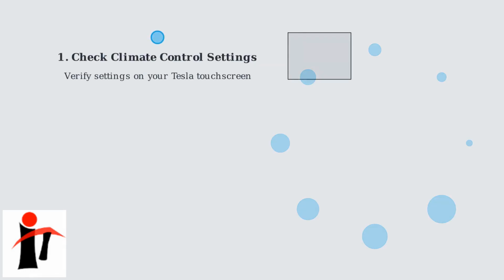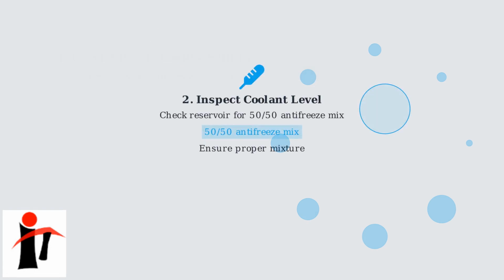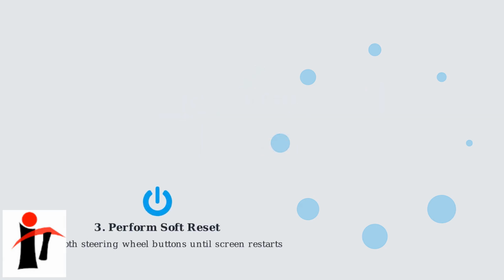Before exploring complex solutions, start with these basic troubleshooting checks. First, verify the climate control settings on your Tesla's touchscreen to ensure they're configured correctly. Next, check the coolant level in the reservoir and ensure it's a 50-50 antifreeze mix, which is crucial for proper heating system function. Third, perform a soft reset by holding down both steering wheel buttons until the screen restarts, which can clear temporary software glitches.